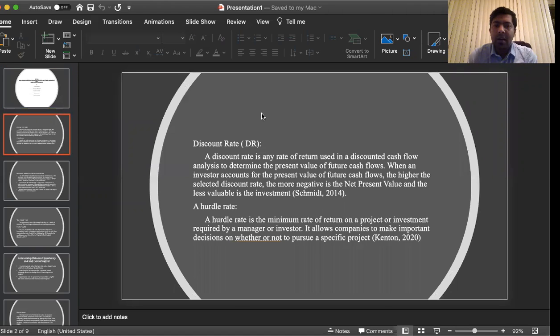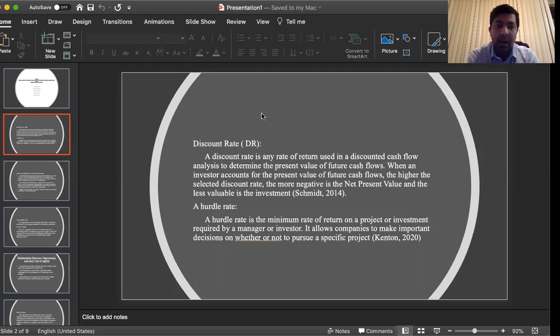So at first we're going to discuss the discount rate. So what is a discount rate? A discount rate is any rate of return used in discounted cash flow analysis to determine the present value of future cash flows. When an investor accounts for the present value of future cash flow, the higher the selected discount rate, the more negative is the net present value, and the less valuable is the investment.